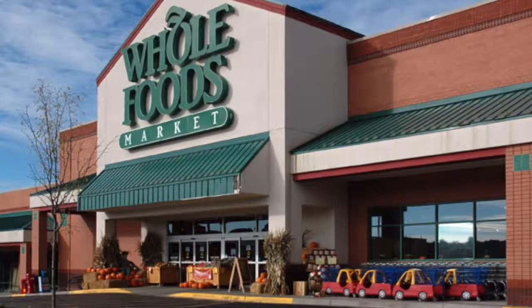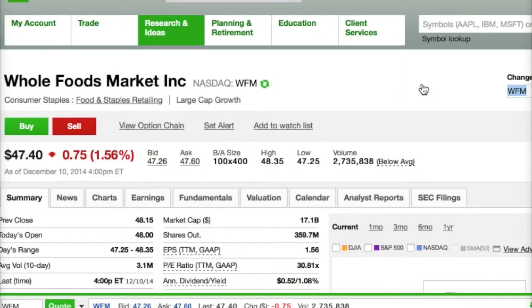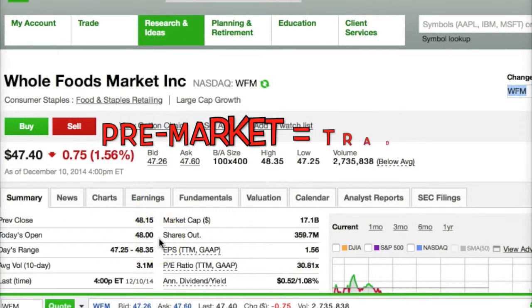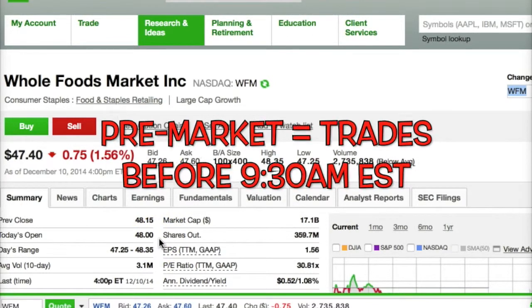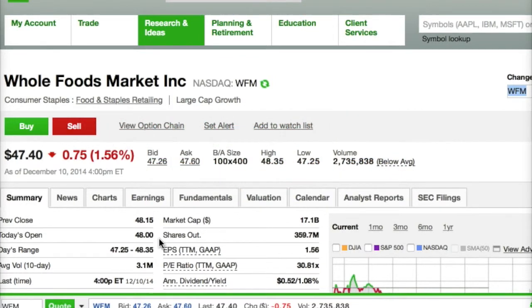We'll type in the ticker symbol, which is WFM, and we see Whole Foods at the top. Let's click on that. Now we can see some information about Whole Foods. It closed yesterday at $48.15 and opened today at $48, so between the aftermarket and pre-market hours, the stock changed 15 cents. There could have been a lot more activity, but overall the change was just 15 cents. The day range was from 47.25 to 48.35, a difference of $1.10.